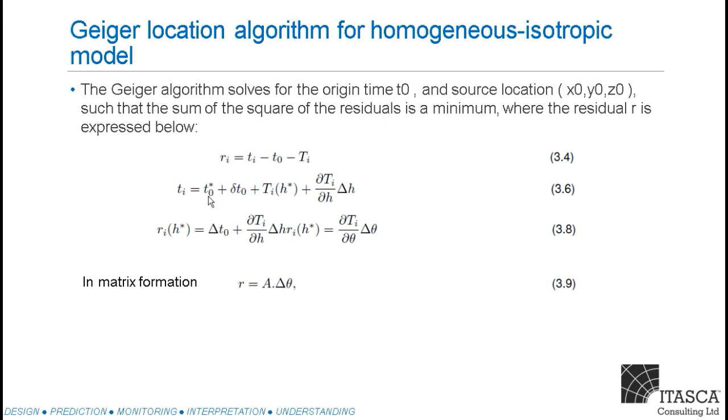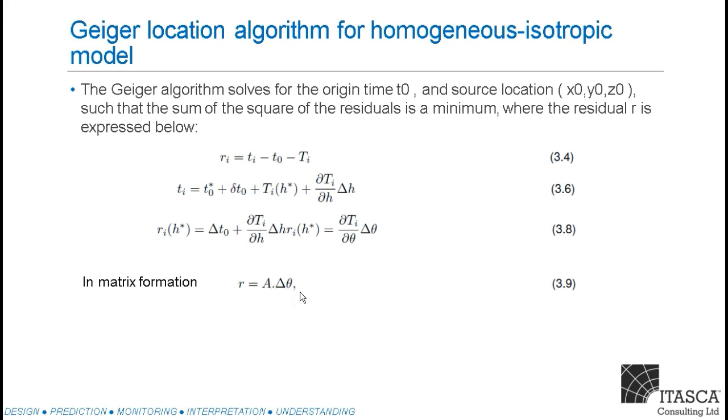The travel time T_i can be approximated using a Taylor expansion around the initial value. So delta T0 is unknown, and delta H, which represents any of the variations in x, y, and z, is the other unknown. We can rearrange this, and we get that the travel time residual R is related to delta theta, a vector with delta T0, delta x, delta y, and delta z. Using a matrix formulation, the vector of travel time residuals equals a matrix A times the vector delta theta. The only unknown is delta theta.